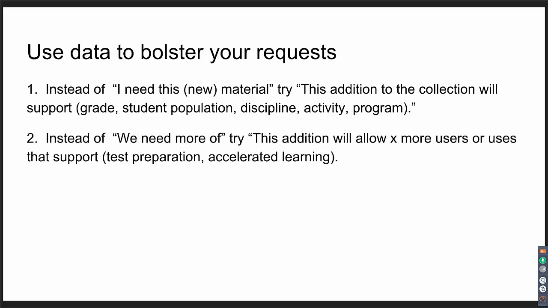So when doing your requests, instead of saying, I need this new material, try using something like this: this addition to the collection supports grade level 11. Or the STEM program that you're trying to build. Exactly, or an activity or program. Instead of saying, we need more of this, try this edition will allow X more users or uses that support test preparation, literacy, accelerated learning. And show the data that supports your claim. Absolutely.